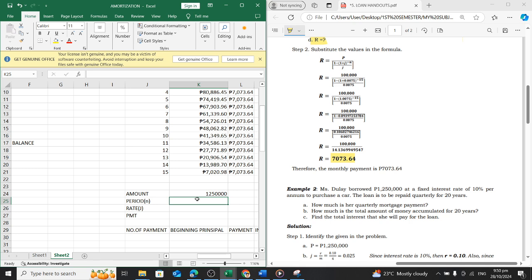The loan is to be repaid quarterly for 20 years, meaning that is 4 times 20. So that is a total of 80 number of payments. What about our rate? This is 10%, 0.1 or 0.10. Divide this by 4 since this is quarterly. So, press enter.